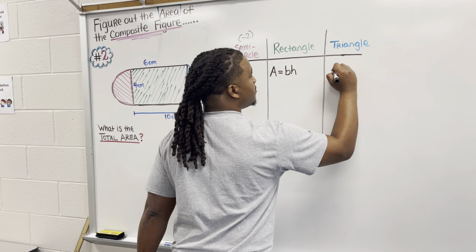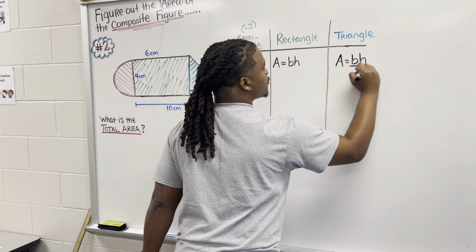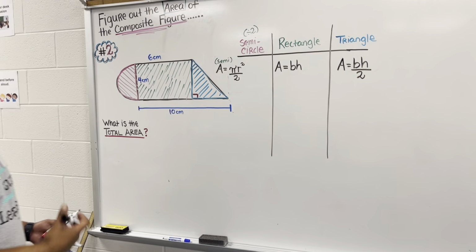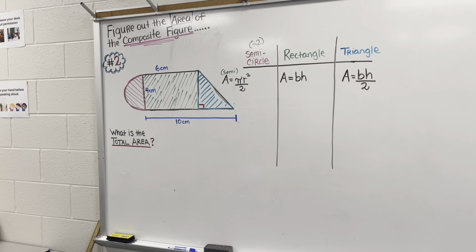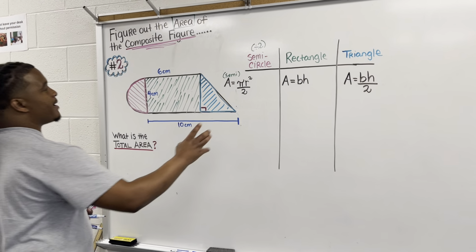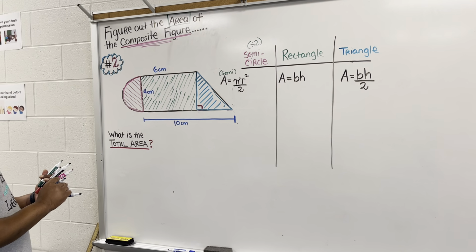So it's going to be area equals base times height divided by 2, because a triangle is half of a rectangle or half of a square. Okay? So let's go through each part. Let's do the easier part first, and then we'll come back to the circle, the semicircle part. All right? So let's look at the rectangle.